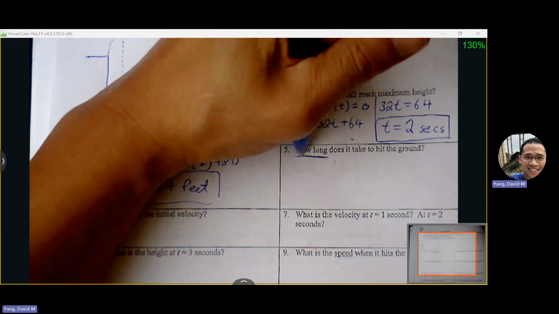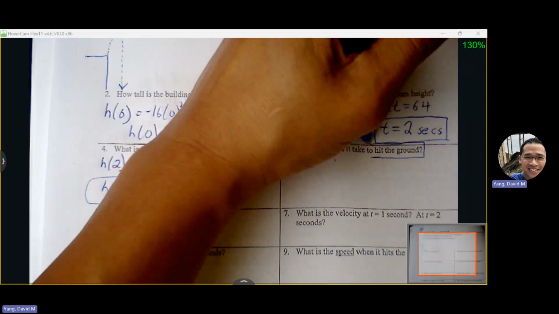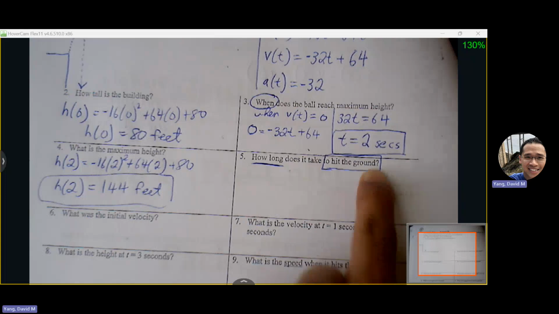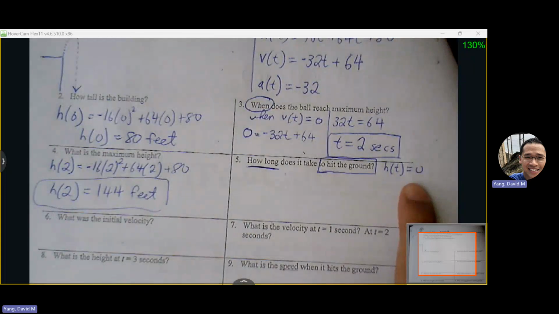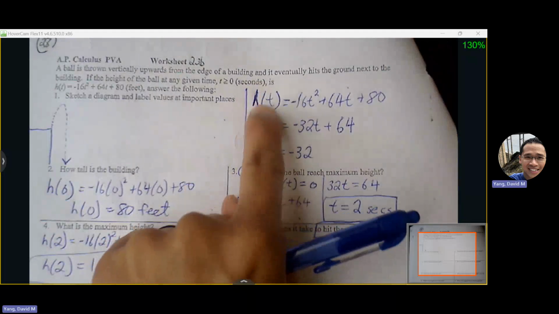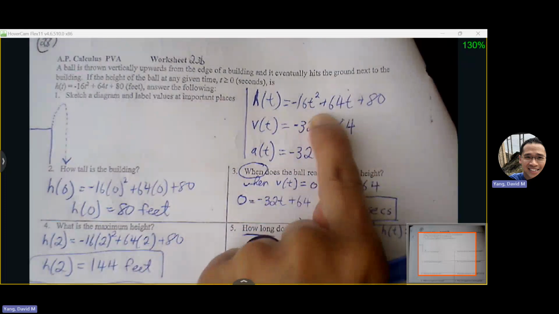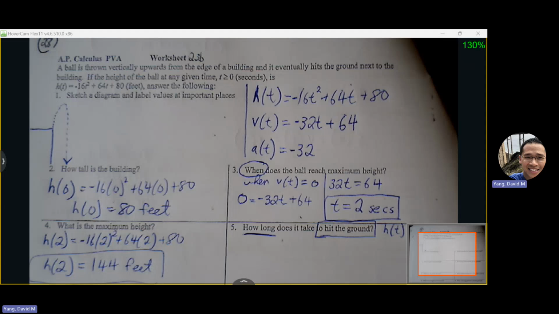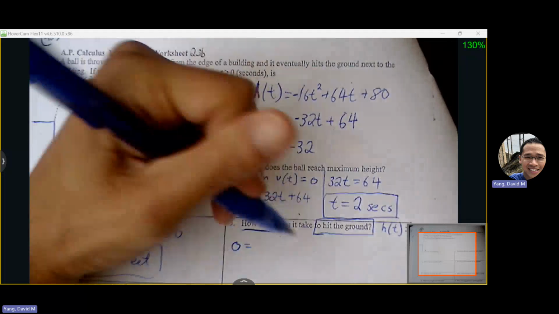Next up, how long does it take to hit the ground? So let's think about position here. When the ball hits the ground, what is the height of the ball? 0. So I could just set h of t equal to 0 and then solve for t, right? I know what position, I know what height I want because it's on the ground, which is 0, and I can work backwards and solve for t to figure out at what time is the ball going to hit the ground. So I set height equal to 0.